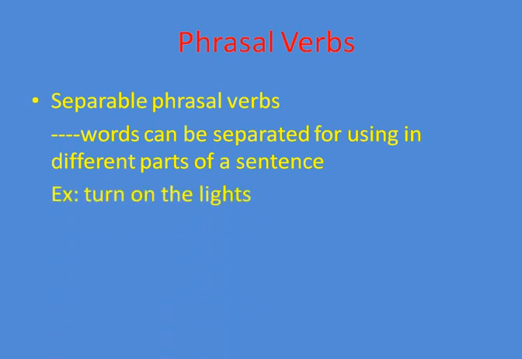For example, turn on the lights is the regular way of expressing the sentence. But see here, turn on is the phrasal verb. What are we turning on? We are turning on the lights. You can separate turn and on and bring something else in the middle of these two words, like turn the lights on. So this expression is also accepted in the English language. As we are separating turn and on and putting something else in between them, we can say that this is a separable phrasal verb.